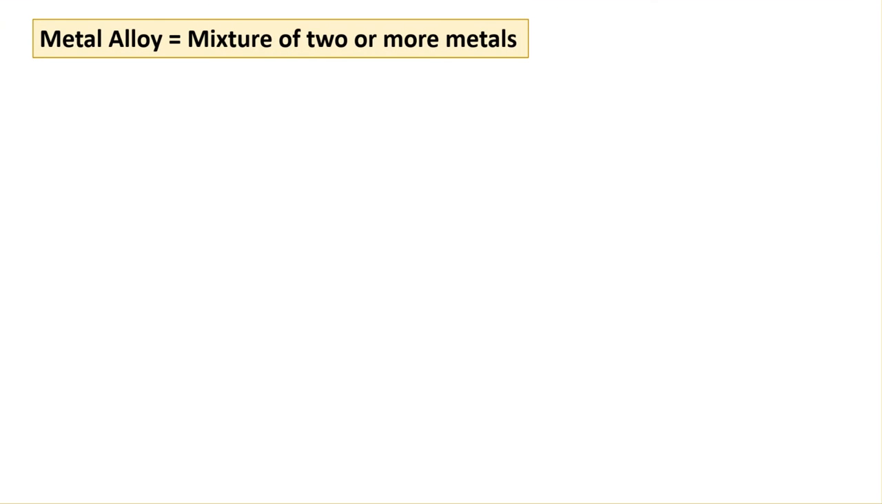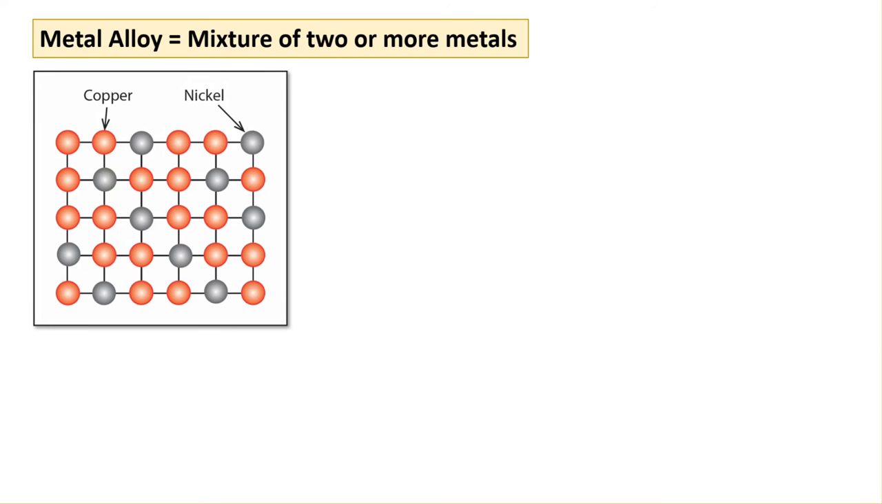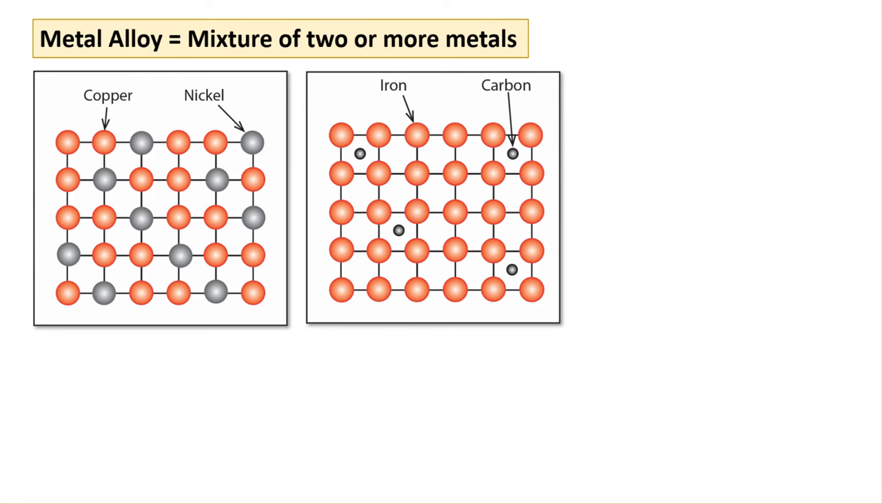We usually talk about phase diagrams in the context of metal alloys. A metal alloy is simply a mixture of two or more metals. We will keep it simple for now and just talk about alloys that contain two metals. For example, we can add nickel to copper to make the copper stronger, or we can add carbon to iron to make the iron stronger.